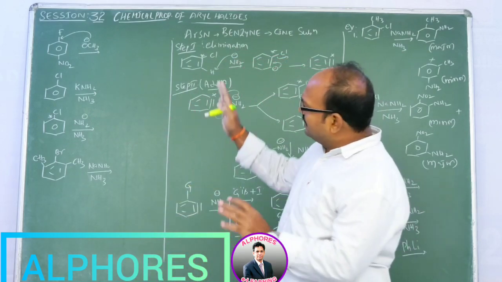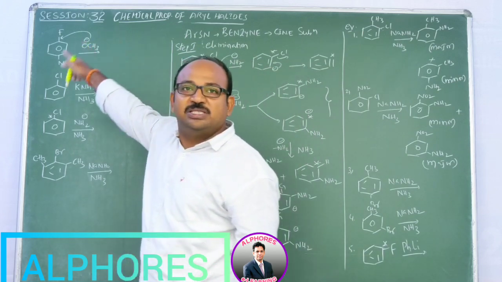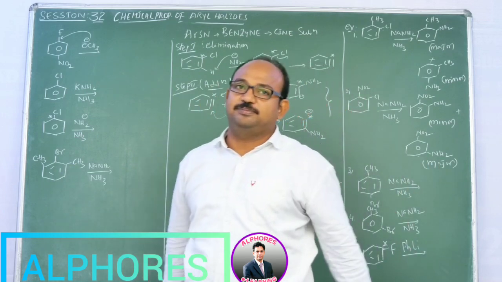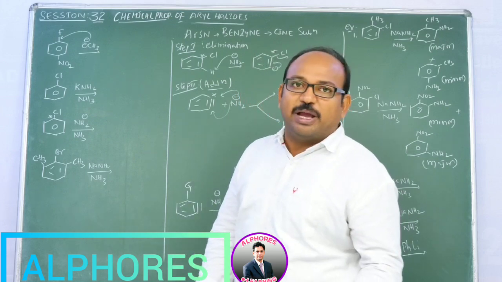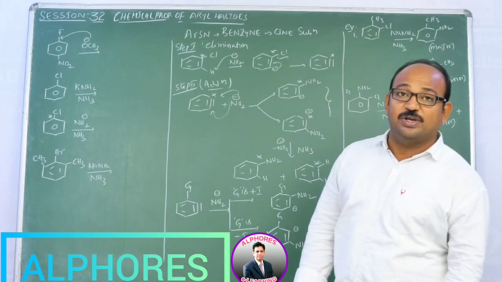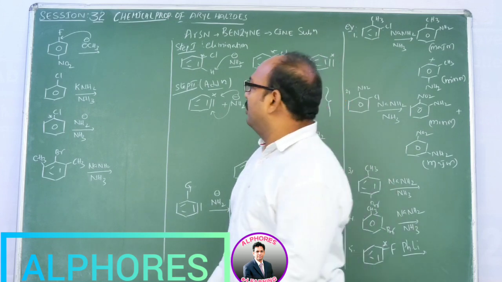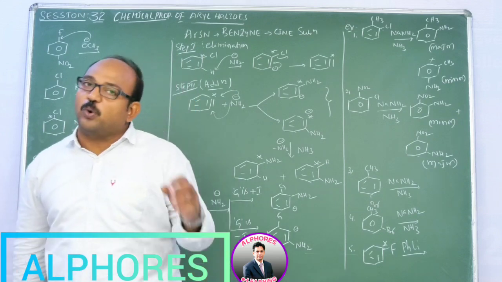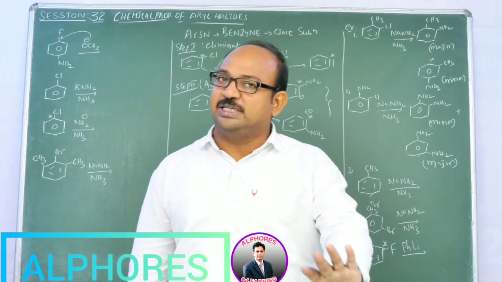Now, initially this nucleophile comes and adds to the benzene ring. Later, the leaving group departs. So that means first addition followed by elimination. What is that? First addition followed by elimination. So para nitrofluorobenzene proceeds by the mechanism addition followed by elimination.